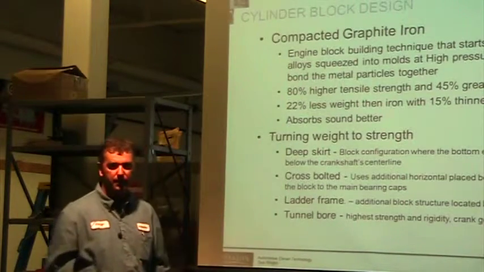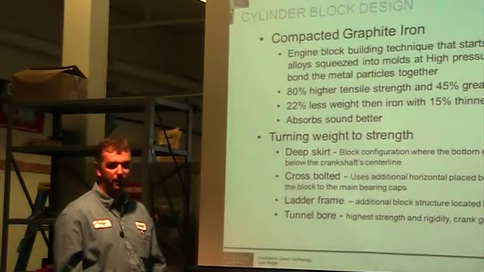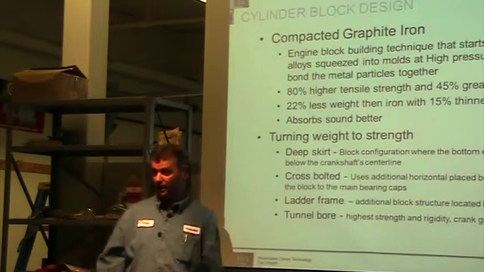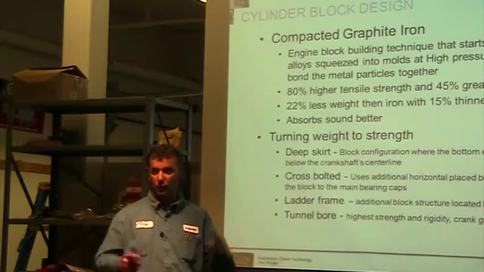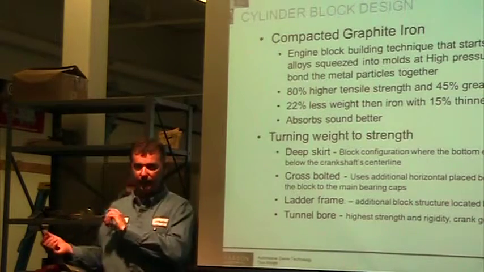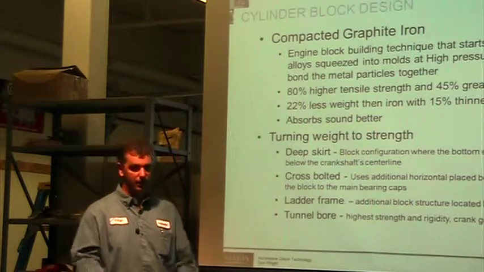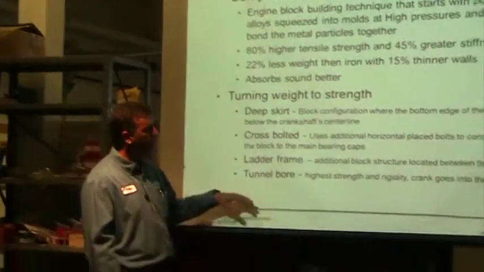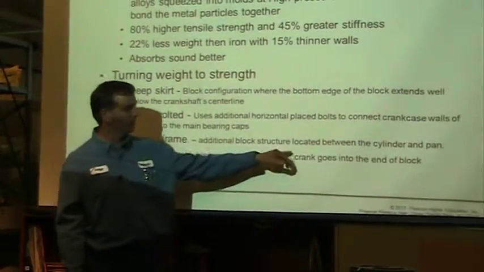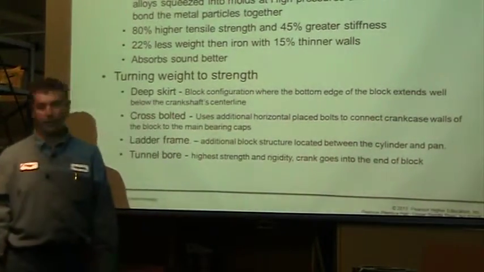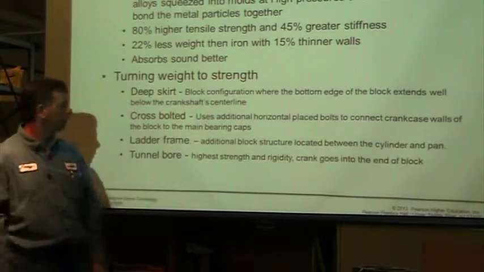But if one bearing went bad and scored one of the things, then you have to replace the whole ladder. Yes. So it's all one piece. The whole thing has to be replaced. So it's going to cost more money. So it's an additional block structure located between the cylinder and the pan. So it's going to be on that bottom part.